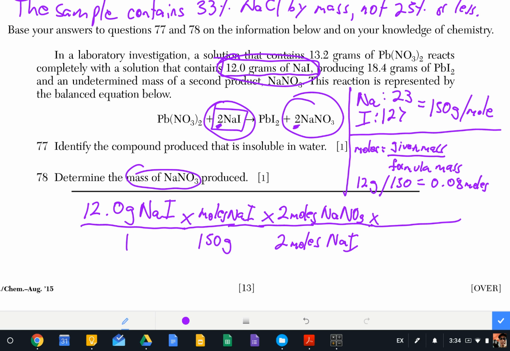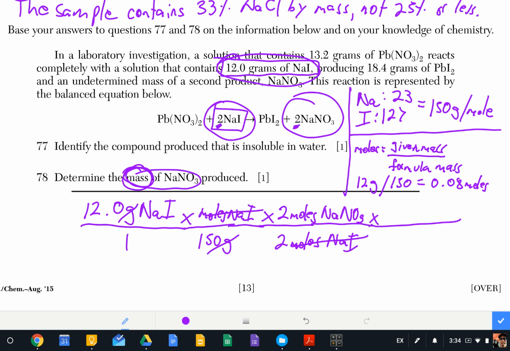Okay. And now the last part that we have to do, and I could show you that we're on our way, is that we have grams of sodium iodide and grams of sodium iodide. That cancels. We have moles of sodium iodide gone. Now we have moles of NaNO3, which is sodium nitrate. We're almost there. We just need to turn that to mass. So we're going to do the same thing we did with sodium iodide.